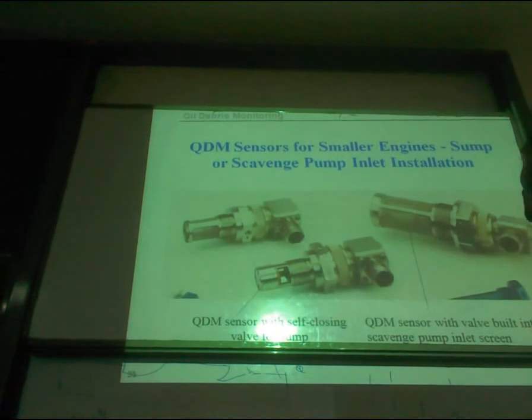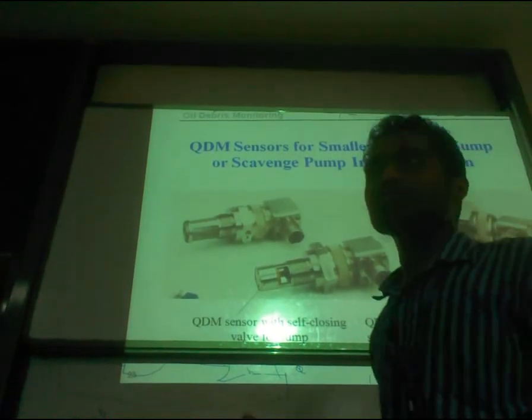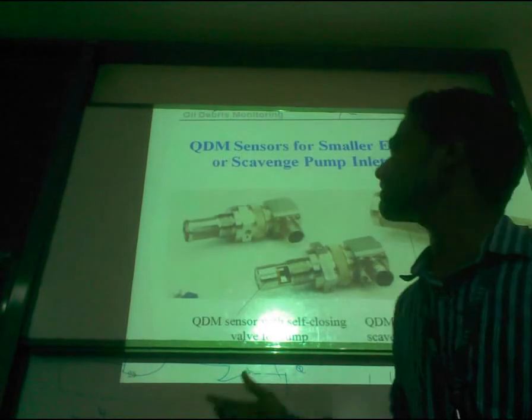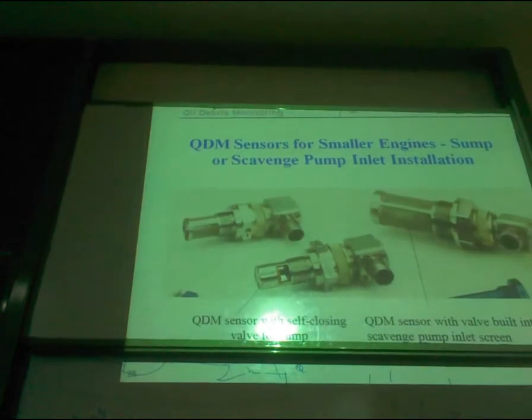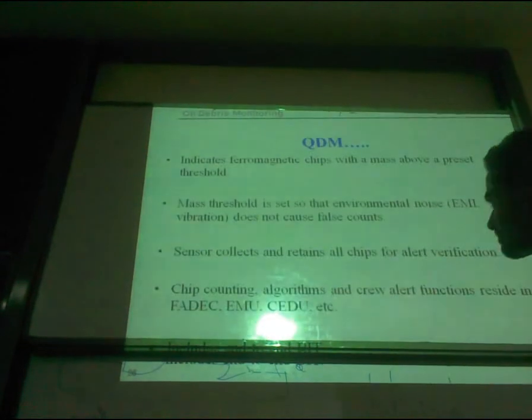This is the QDM sensor for the smaller engine. Up till now, what we have seen is for the aircraft, and these are the different types of sensors which are used for the smaller engine.